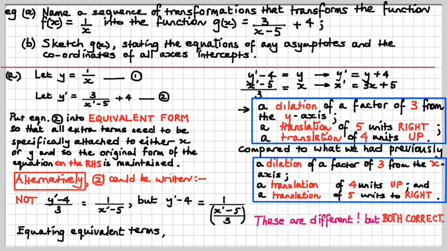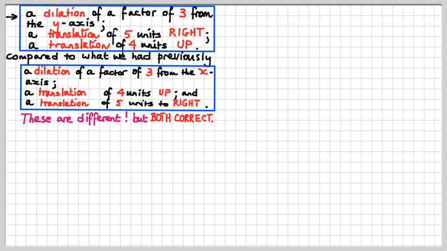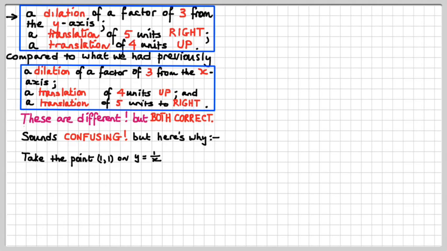When you think about these things deeply, the most amazing revelations come up and you understand them so much better. So, let's have a look. These are different, but they're both correct. Confusing? Definitely. See over. Here we go. So that's where we got to. They're both different steps, transformation recipes, but they're both correct. So, it sounds confusing, but here's why.